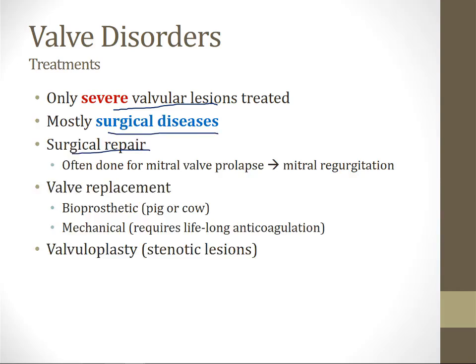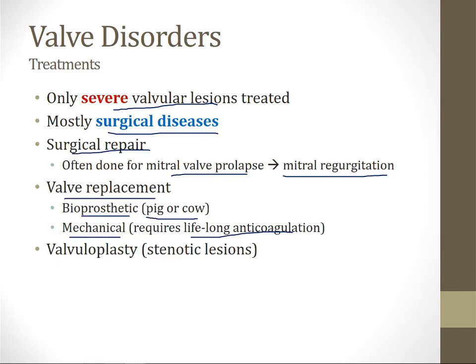Some valves can be repaired, especially mitral valve prolapse, a classic valvular lesion that can often be repaired by the surgeon. The surgeon can cut out the prolapsed section of the valve and tighten it up, and this will eliminate the mitral regurgitation. In most cases, however, the valve has to be replaced. There are two options. One is a bioprosthetic valve. This is made out of tissue from a pig or cow attached to a polymer ring that replaces the valve. The other option is a mechanical valve. This is made out of metal, and it lasts much longer than a bioprosthetic valve, but it requires lifelong anticoagulation with a drug like warfarin.